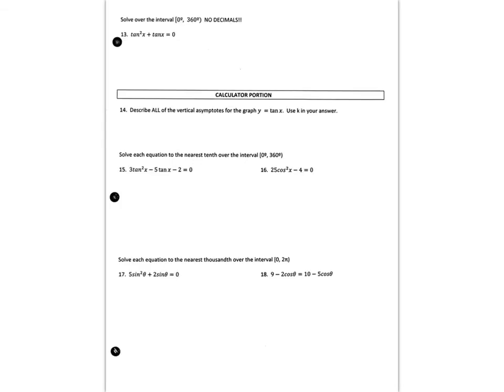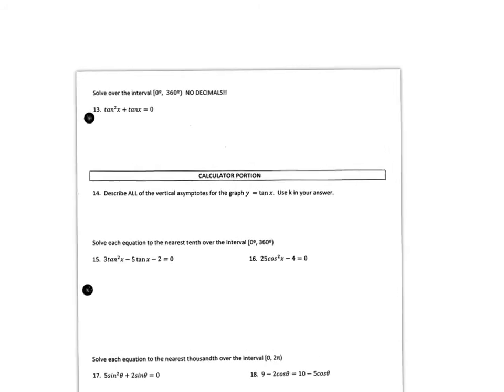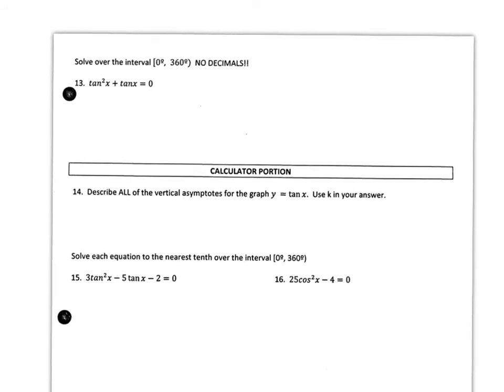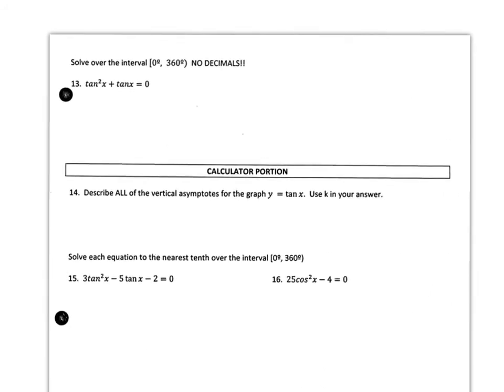Still on the non-calculator part, again, the non-calculator part is definitely 2/3 of the test. Tangents. Oh, just another GCF, right? So we'll just take out the tangent of x. So we're left with tangent of x plus 1. Set each factor equal to 0. Tangent of x equals 0. Tangent of x plus 1 equals 0. So tangent equals -1.